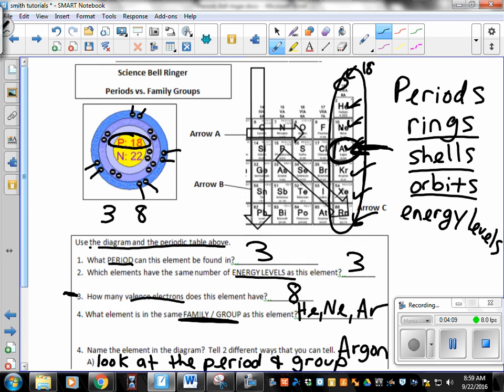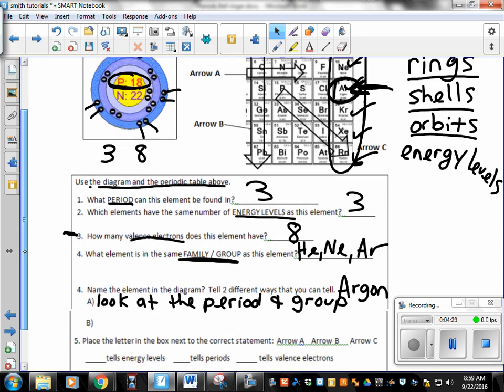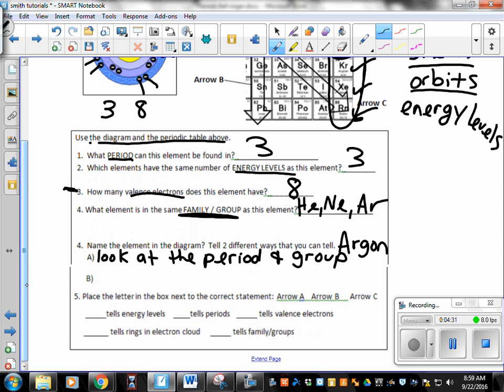Protons identify the element. Proton is the same thing as the atomic number. Now on here it's kind of hard to see, but argon's atomic number is 18. Let me see if this one's a little better. Yeah, right here. Argon, if you look at that top number, 18, atomic number is the number of protons. So I can also tell what this element is by the number of protons.